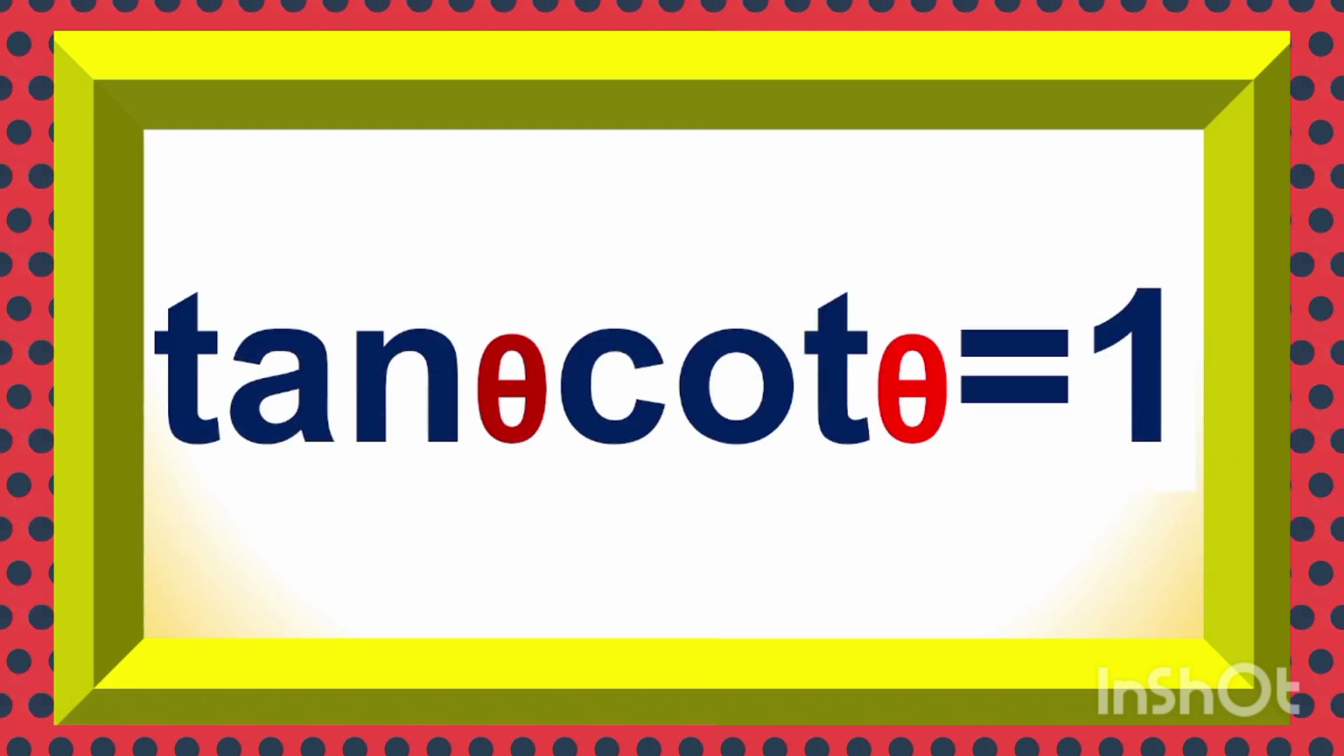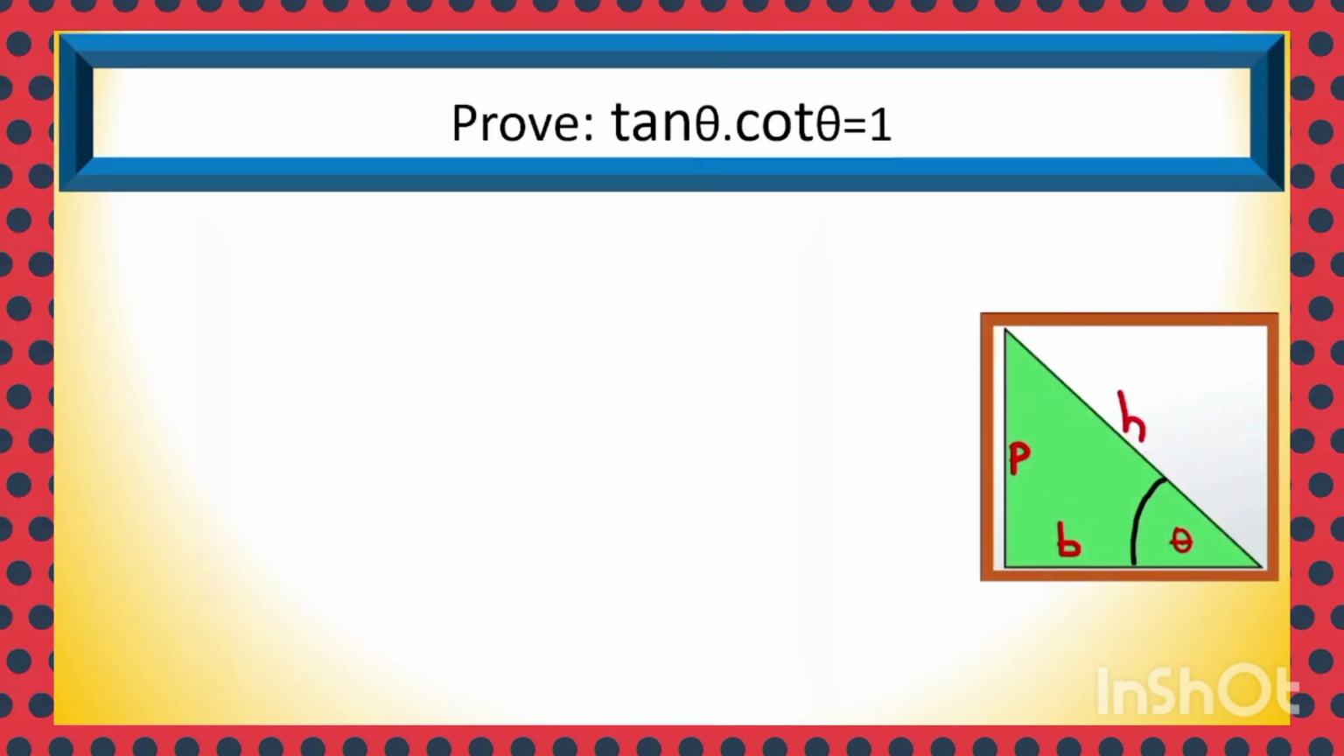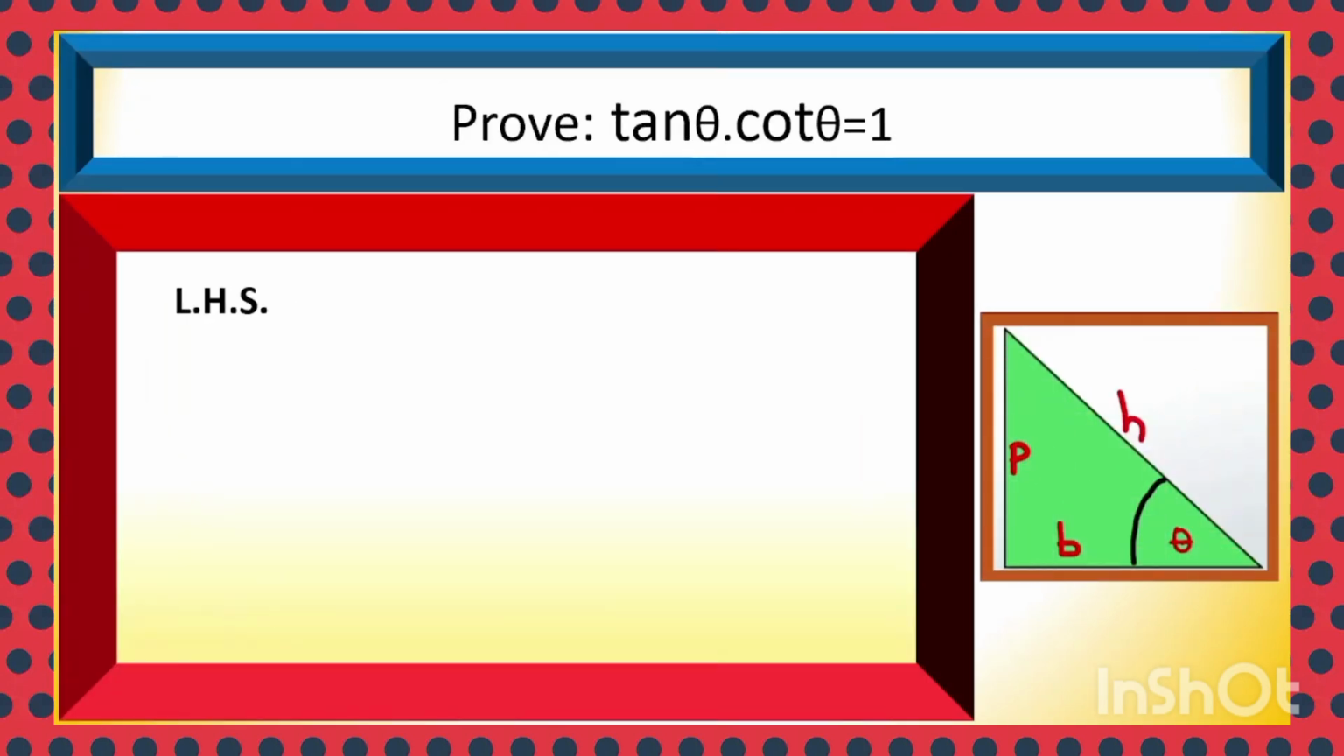Tan theta into cot theta is equal to 1. The product of tan theta and cot theta is equal to 1. Tan theta into cot theta: you know tan theta is p by b and cot theta is b by p. So by putting the values we can cancel here and the product is 1. Thus tan theta into cot theta is equal to 1.